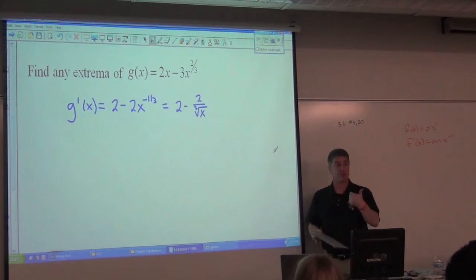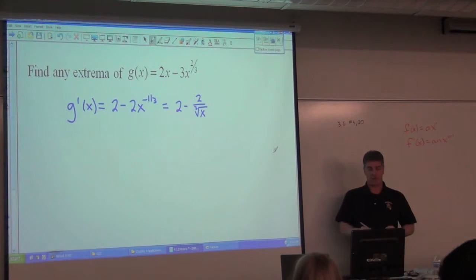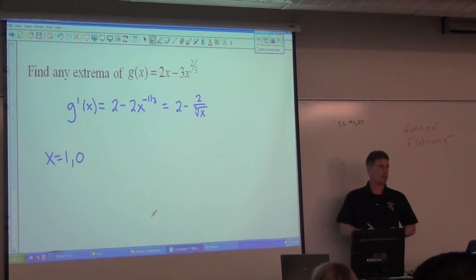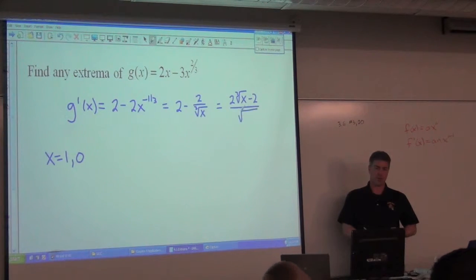So I see where you guys are getting your 1. Right, because if you put 1 in the fraction, you get 2 minus 2. So 1's a critical number, but another critical number is 0, because it's where it's undefined. And if I multiplied this top and bottom by the cube root of x, this would be 2 cube root of x minus 2 over the cube root of x.